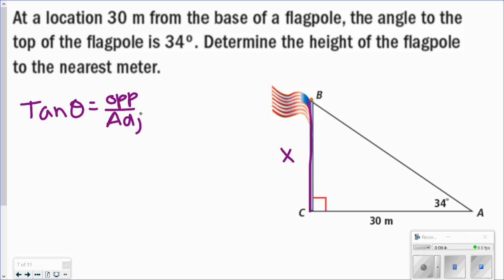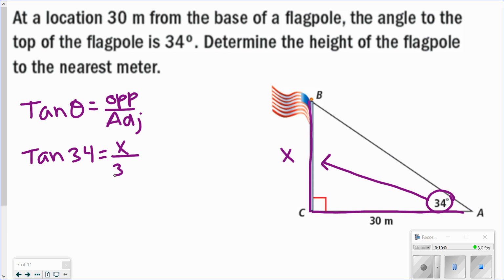Well, what is my theta measure? Or angle measure? It'd be 34. So tangent of 34 is equal to, what side is opposite of 34 degrees? It'd be x. What side's adjacent to 34? It'd be 30. So I need to solve for x. Once again, I need to get that 30 out of the denominator, and to do so, I'm going to multiply by 30 on each side.